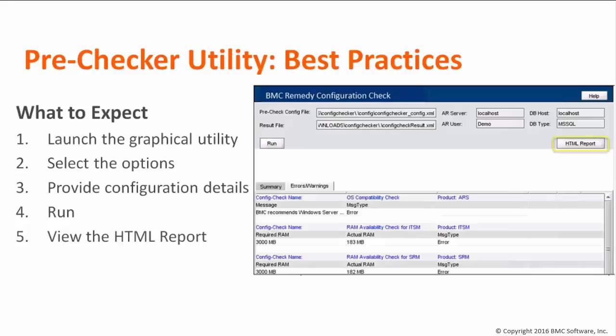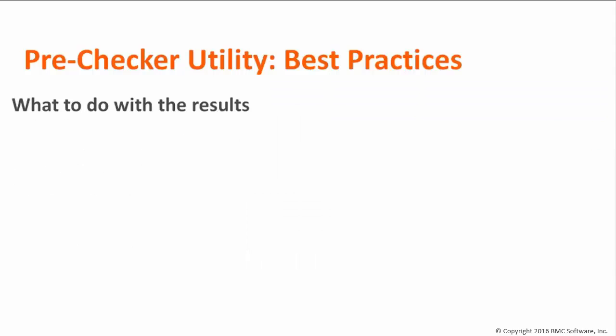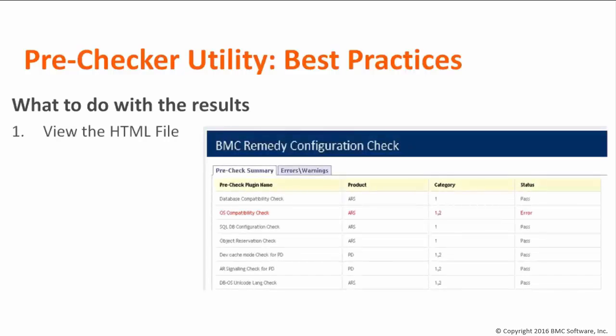If you're using the 9.1 version of the utility, you can go directly to the report using the HTML button that's highlighted. Earlier versions require you to open the file manually, and that can be found in the results directory where the utility is run from. When you open the results output file, you'll see a summary of the checks run and their results, whether the check passed, raised a warning, or even an error.